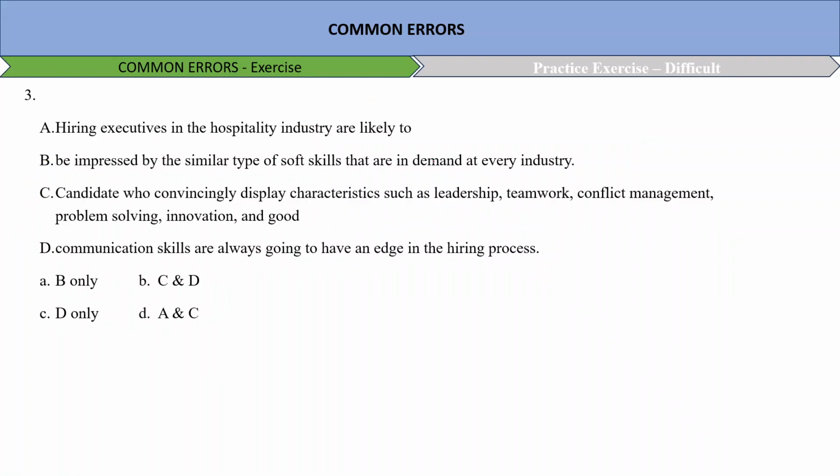Next question. Hiring executives in the hospitality industry are likely to be impressed by the similar type of soft skills that are in demand at every industry. Candidate who convincingly display characteristics such as leadership, teamwork, conflict management, problem solving, innovation, and good communication skills are always going to have an edge in the hiring process. 30 seconds time, not more than that.